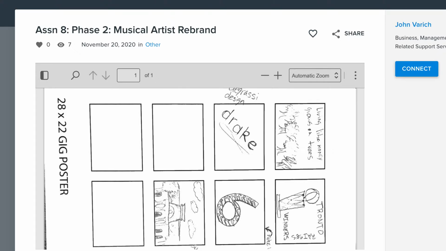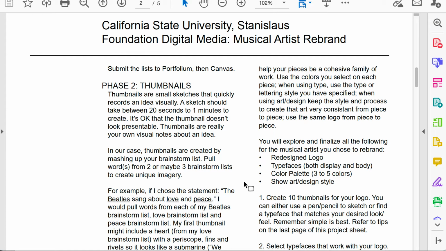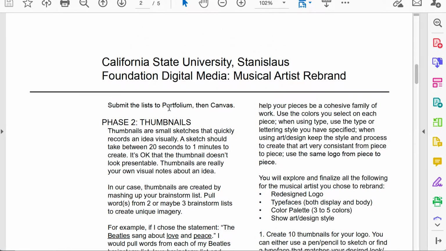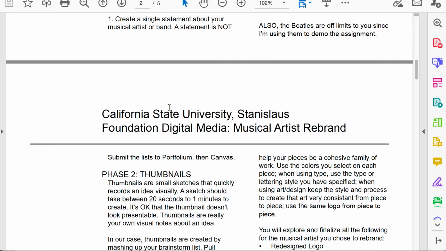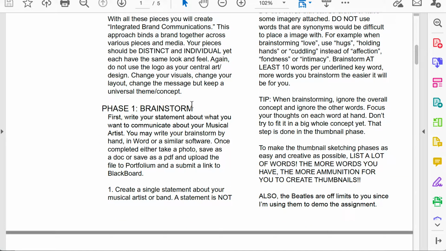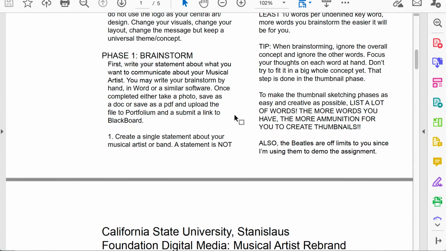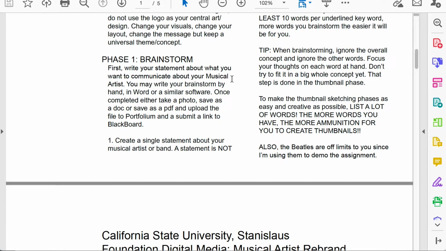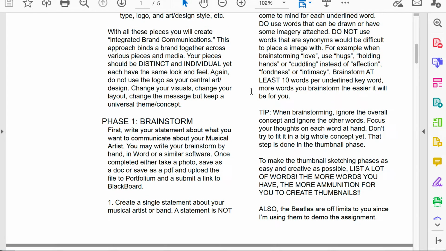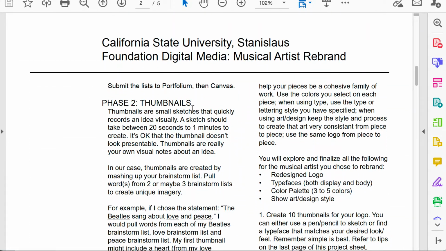Once more, let me just drop back to the assignment. We're going to be looking at thumbnail sketches. Now, if your thumbnails are working great, that means you did the brainstorm very well. The success of phase 1 will really determine the success of phase 2. If you do the brainstorm well, if there's enough items in your brainstorm, then it makes it really easy to make thumbnails.